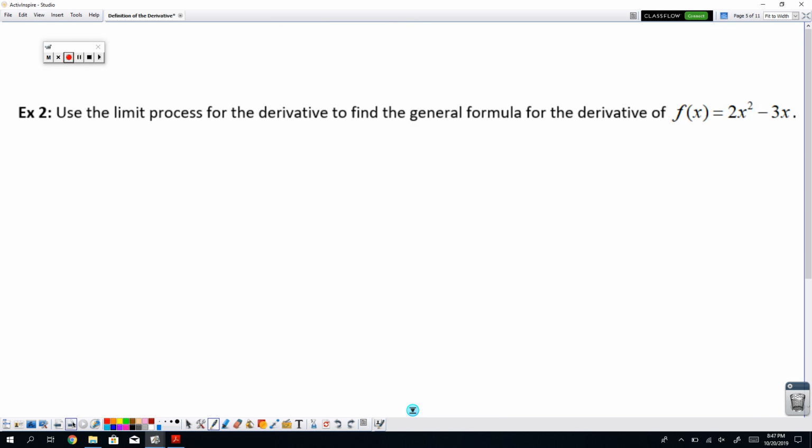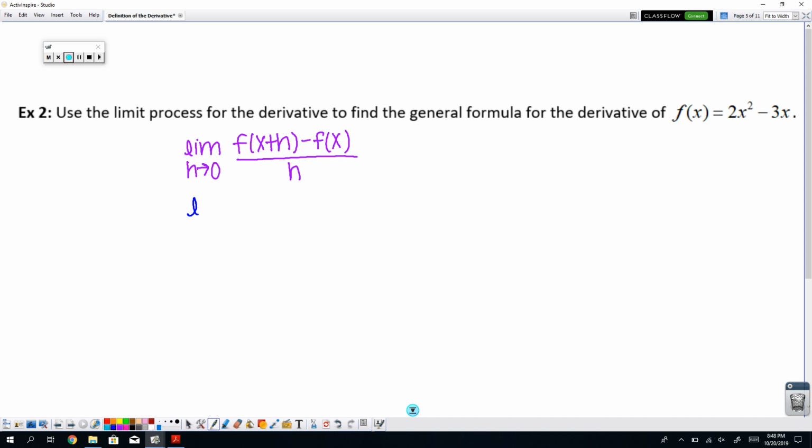Okay? So it says use the limit process for the derivative to find the general formula for the derivative. So every time you're asked to do the derivative, you're going to write down the limit as h approaches 0 of f of x plus h minus f of x all over h. Now, all we're going to do is plug in. It says f of x plus h. That means everywhere there's an x should go an x plus h.